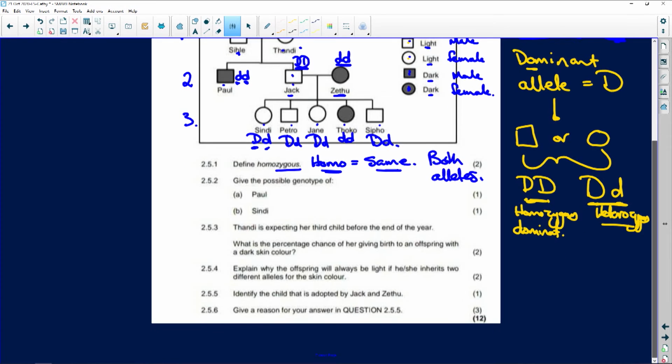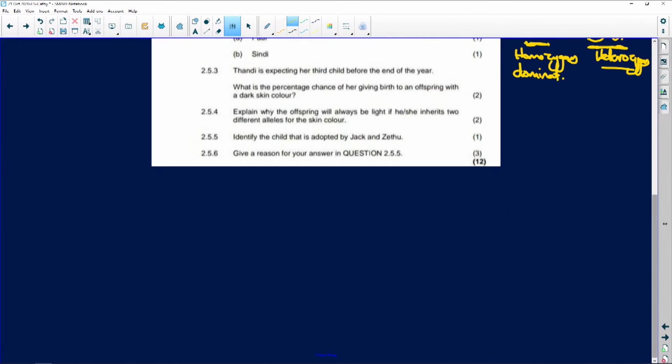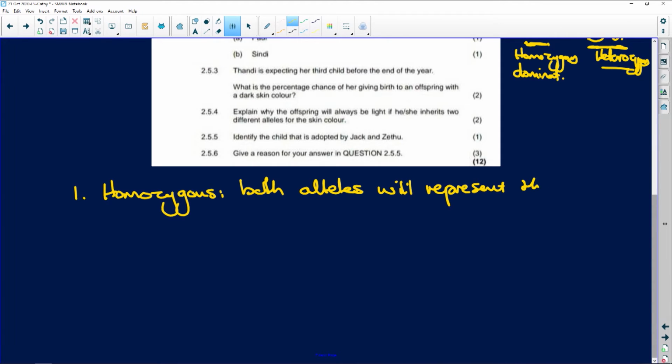Okay, so for question 1, homozygous: both alleles will represent the same trait. You can either say trait, which is easier to spell, or you can write characteristic, which is such a long word and means the same thing. So they have the same. That's what you're going to get your marks for.